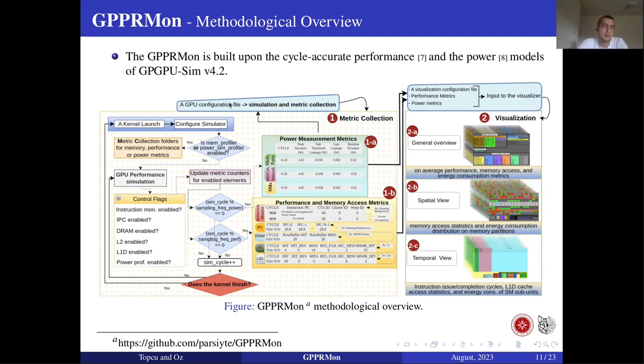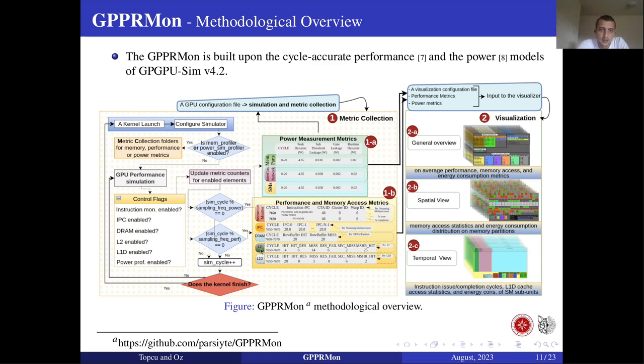This is the GPPRMon methodology. GPPRMon is built upon the cycle accurate performance model of GPU-Sim, which is Accel-Sim, and the power model of the simulator, which is AccelWattch. You need to specify a configuration file before the simulation. It specifies the simulation and metric collection options. Whenever a kernel launches, the memory profiler and the performance profiler create a class to collect separate metrics. Within each sampling frequency, it exports the collected metrics. You need to specify the sampling frequency inside the configuration file.